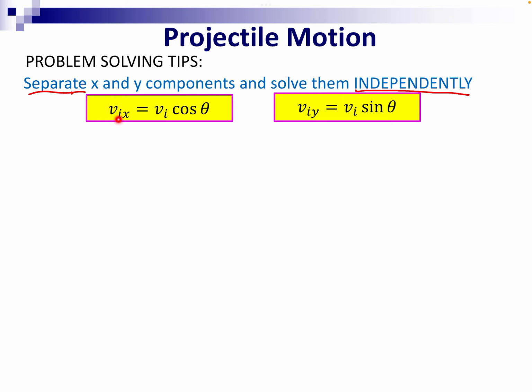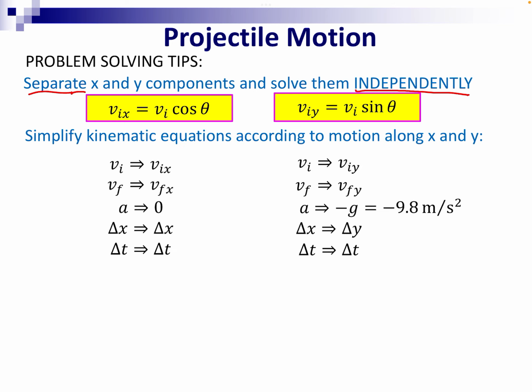And that's why the very first step is to find the x components of the projectile and the y component of the projectile. And then you simply use the kinematic equations according to the motion along the x and y. So notice again, you're separating motion along the horizontal and motion along the vertical. And of course, there are special relationships that allows you to easily simplify kinematic equations, like acceleration is always 0 along the horizontal, acceleration is always negative 9.8 meters per second squared along the vertical.